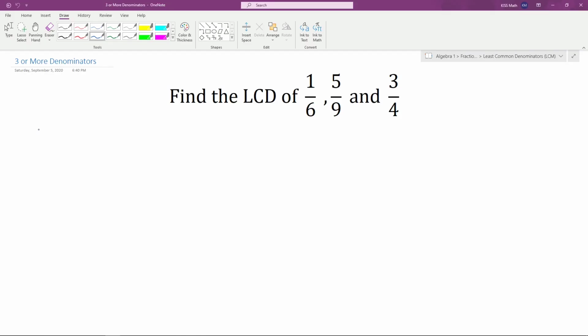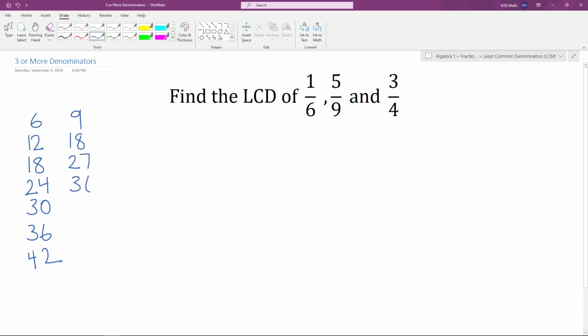What if we need to find the LCM between 3 or more fractions? Well, we can still list out all of our multiples like we did when we had 2 denominators, but now we just need to have a match between all 3. So for 6, we'll have 6, 12, 18, 24, 30, 36, 42. For 9, we have 9, 18, 27, 36.